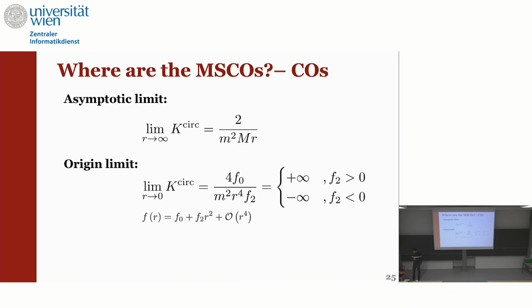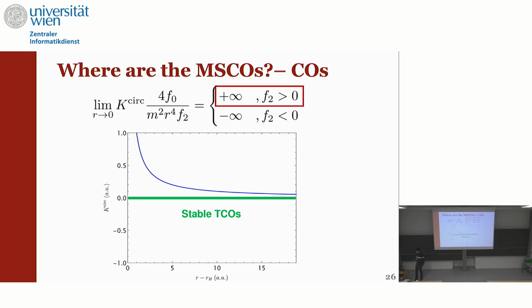Now we can consider compact objects. The asymptotic limit is the same, but now the origin limit is different. It will depend on this coefficient F2, which is the quadratic coefficient of the expansion of the GTT. And this is related to the strong energy condition at the origin. So if F2 is greater than 0, then the strong energy condition is obeyed. If it's not, then it is violated. So we will have two different cases.